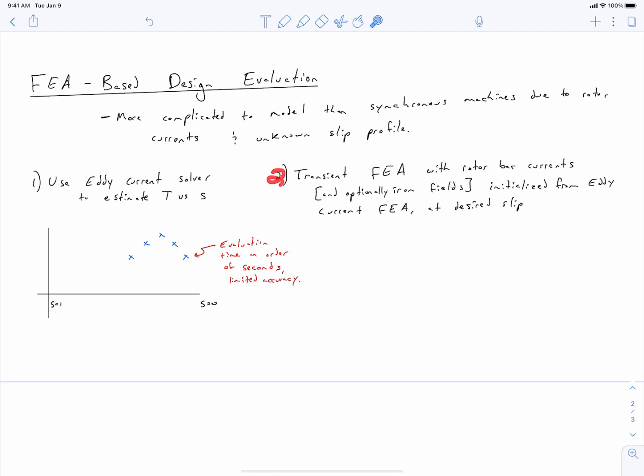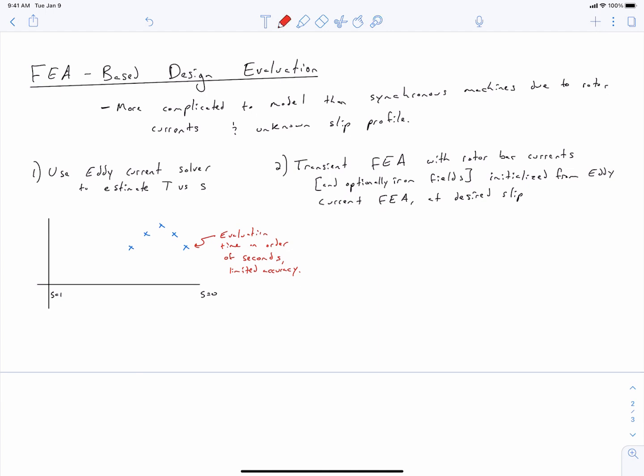Then, in step 2, you take your results from your eddy current solves, you pick which slip you want to evaluate the efficiency and torque ripple of your machine at, and you do a transient FEA at that point. So remember, I said a single transient FEA solve might take several hours to several days. So what you can do to speed that up is you can take the results of your eddy current solver and use it to initialize your transient solver. You can load the rotor bar currents as having an initial value that was specified by the eddy current solver.